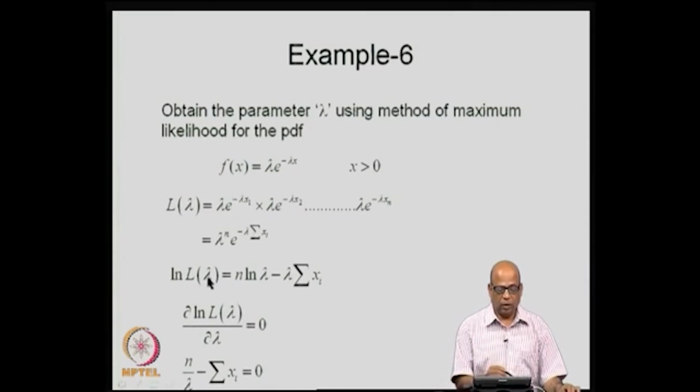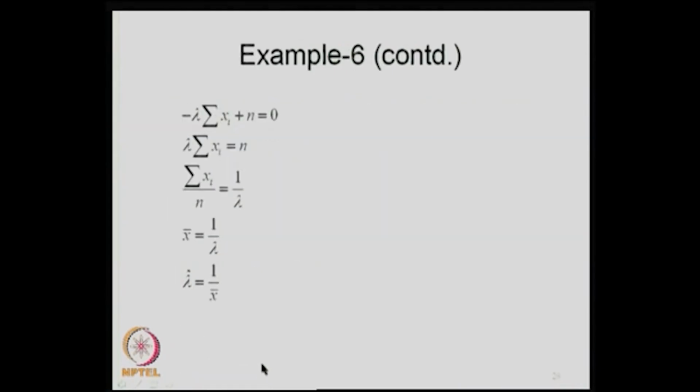So, the log of likelihood will be equal to n log of lambda minus lambda sigma x i. We are simply taking the log of this. We differentiate this with respect to lambda, because we are looking for the maximum value of log L of lambda. Differentiate this with respect to lambda, equate it to 0, you get n over lambda minus sigma x i, equal to 0.